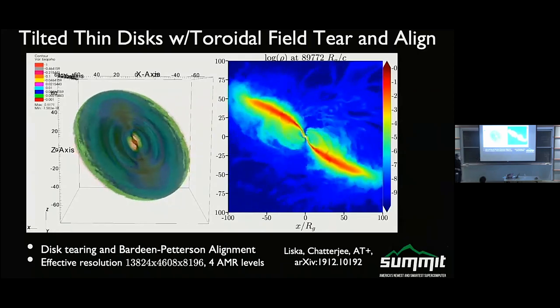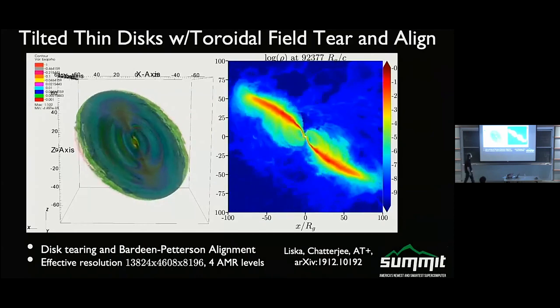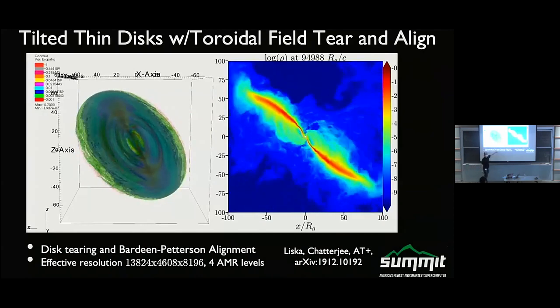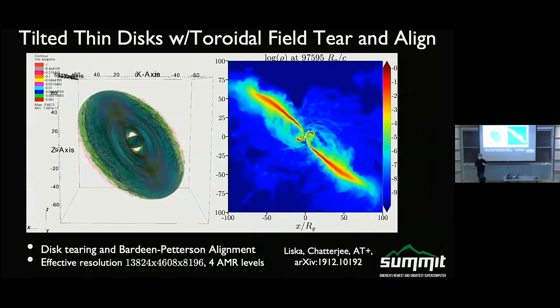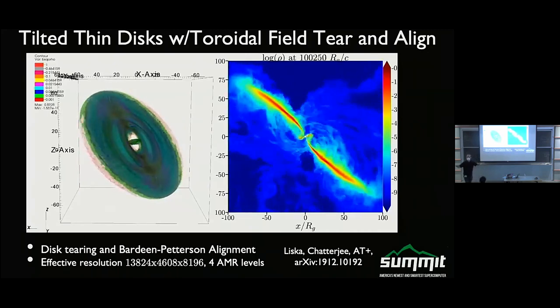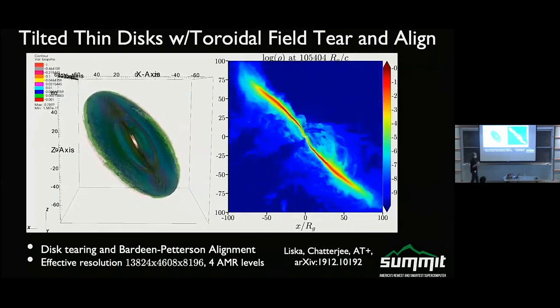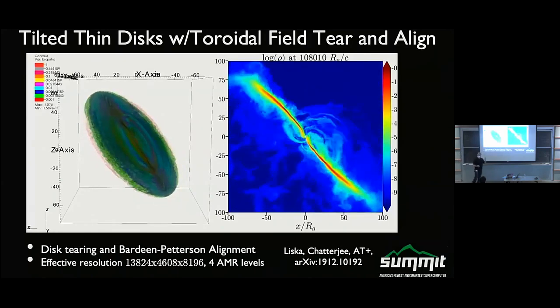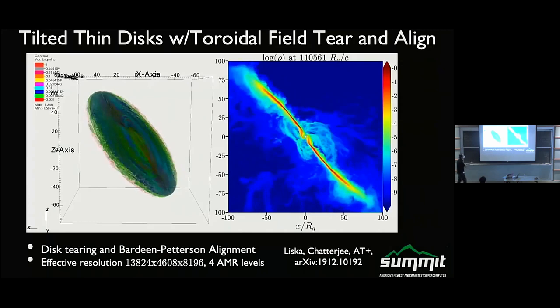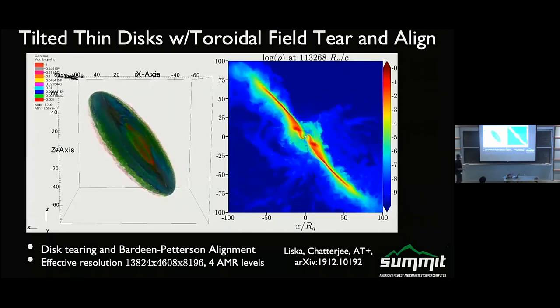So that's really awesome. We are finding that both disk tearing and that alignment that I pointed out in the original movie, they are generic. They don't care about the geometry of the magnetic field. They seem to be happening if the disk is thin enough. And you can see how thin it is over here.